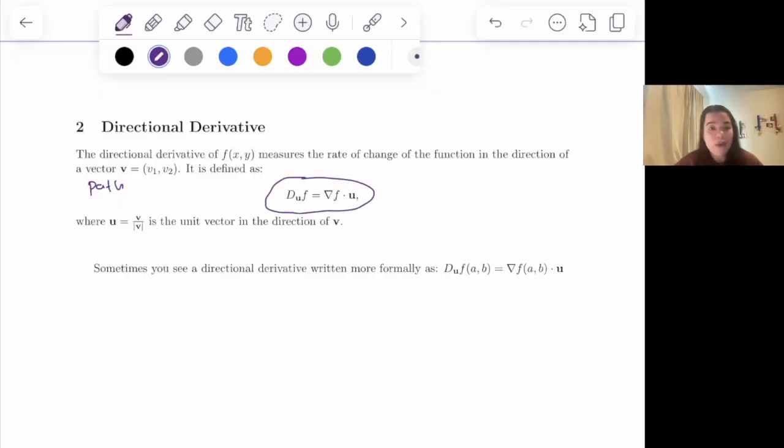So we use this weird little notation, d sub u of f, and it can be calculated by taking the gradient of f dot product with this u vector. Now, this u vector is defined below. U just needs to be the unit vector of the direction you're trying to walk. So that's part of the definition. We need to make sure the path that we're going to walk is in fact a unit vector.